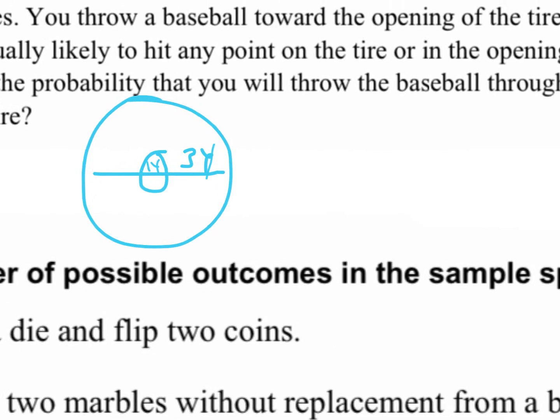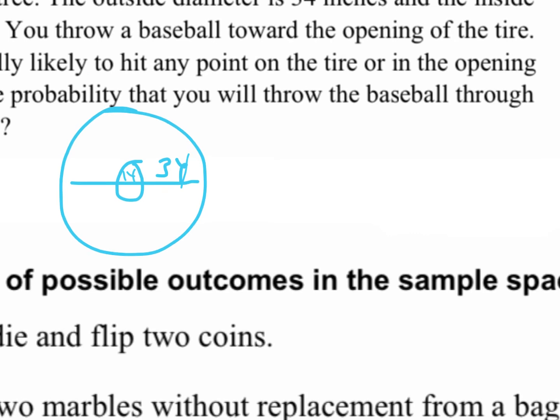Okay, not drawn to scale, but it's fine. So our total area, we find that by pi r squared. If our diameter is 34, our radius is half of the diameter, so that would be 17. So 17 squared times pi, which would be 289 pi, or we could just multiply it all together, and that gives us 907.46. So that's the total area of the whole thing. All of this. The whole big circle.